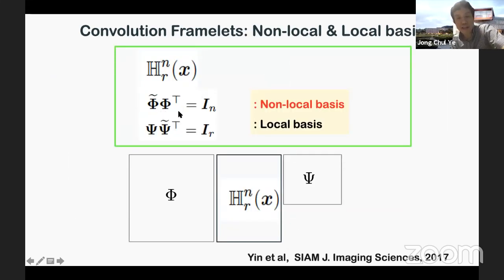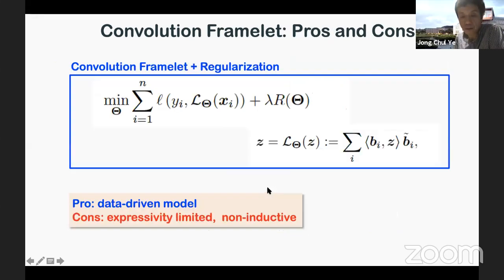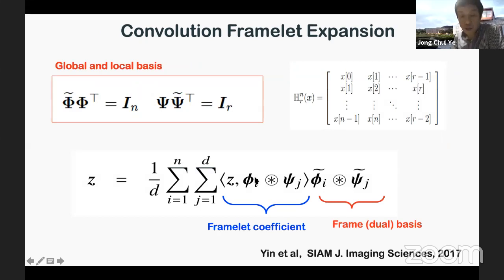If you define this kind of non-local and local basis, what they show is this. For any function, they can represent it as a frame expansion with this framelet basis, frame and dual frame basis. Here, this part comes from the columns of the non-local basis, and this part comes from the local basis. Now this frame basis is a convolution of the two. That's why they say this combines the non-local and local together to extract a better representation. So this is a type of frame representation.